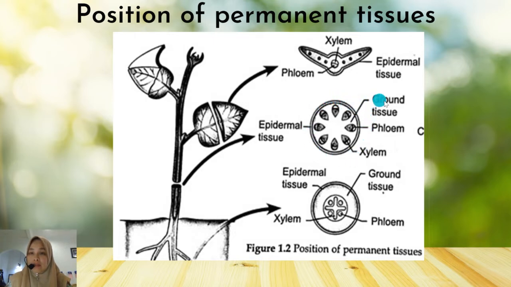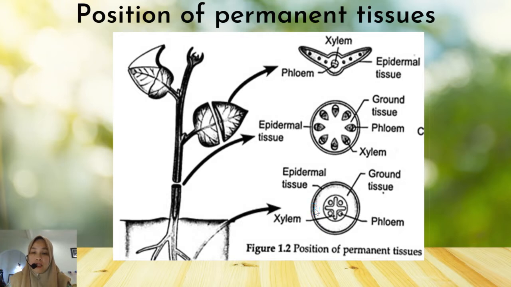And then the ground tissue here, the ground tissue, and this one refers to the xylem and phloem. Xylem is on the inner side, phloem at the outer side. So they are vascular tissue. What about the root?